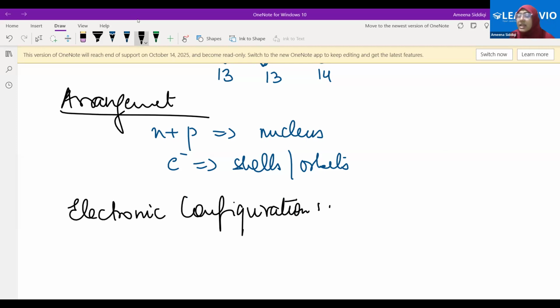Electronic configuration. Mithun and Nikhil, let's suppose both of you are different atoms. Mithun, you have 20 nucleons, and Nikhil, you have 21 nucleons, fine?